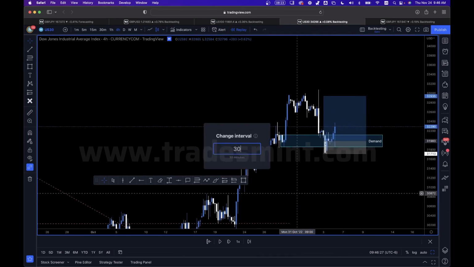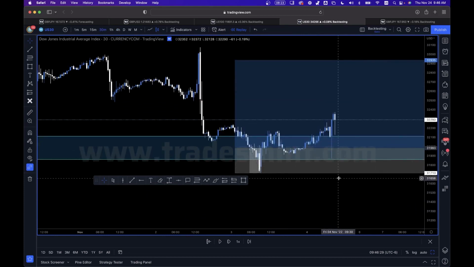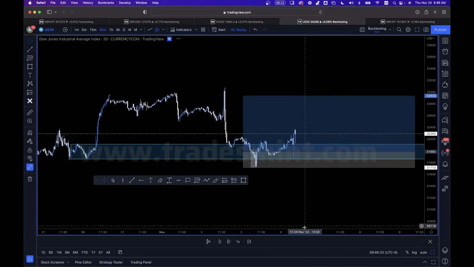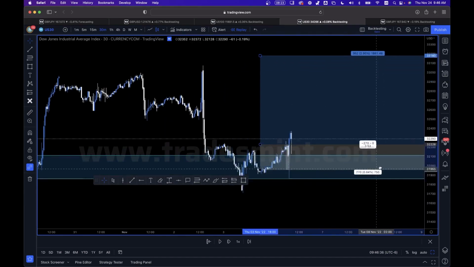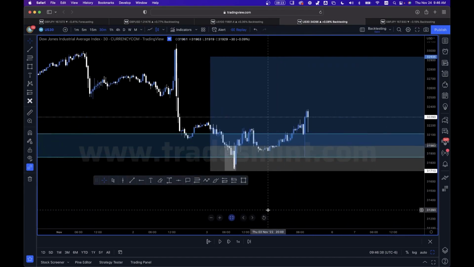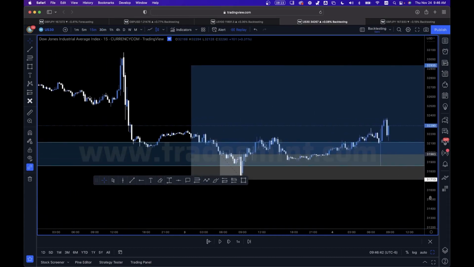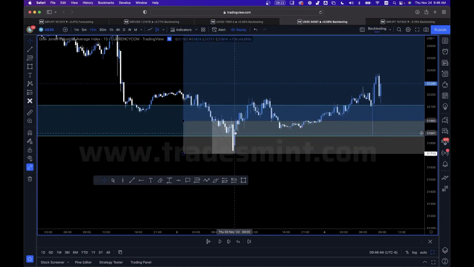We want to go to the 15 minute. Okay, we can look at the 30 minute, 15 minute, and 5 minute. Normally I'm just looking at the 15 minute and the 5 minute. So here, on the 15 minute, we have a break of structure in the demand zone. Break of structure here.